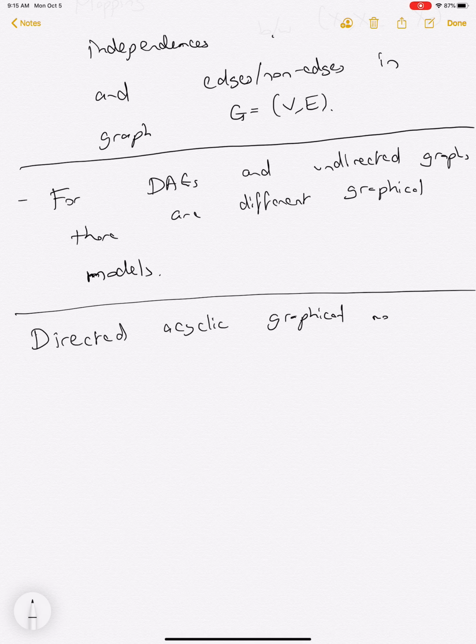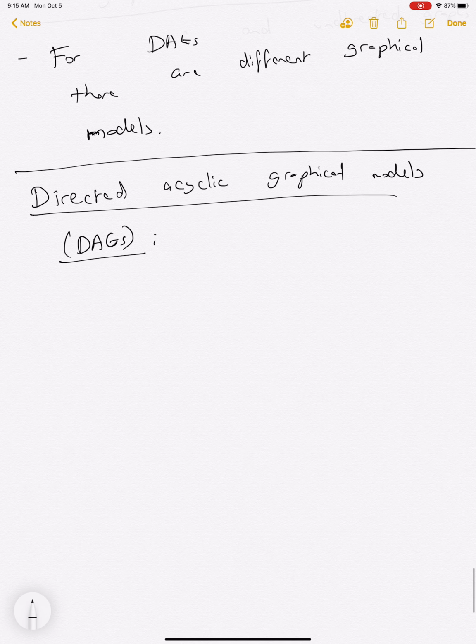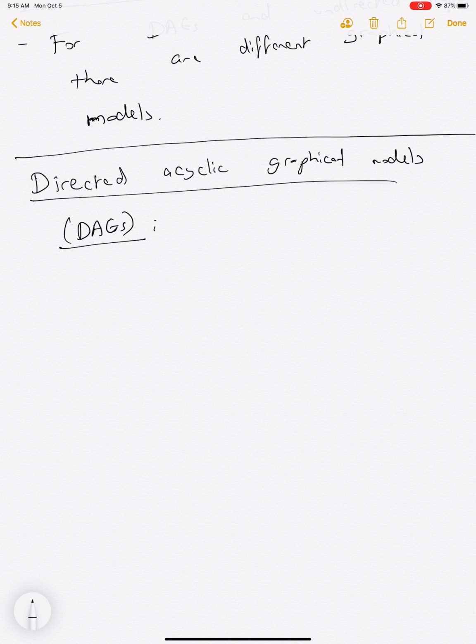So directed acyclic graphical models. And I'm going to use this notation DAGs for that, even though DAG was also used for the graph, we're going to use that for the directed acyclic graphical model. So let's move on to discussing this shortly. This is also referred to as Bayesian network in the literature. Some of you may have heard this term. If you haven't, it's okay. If you read the term Bayesian network, it just means a directed acyclic graphical model.